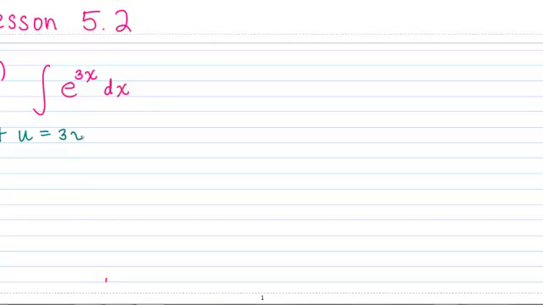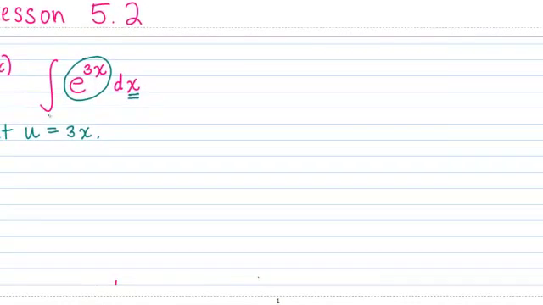For example, if you look at the integral of e to the power of 3x dx, you can notice that if I let a variable u represent 3x, then this portion of the integral could be written as e to the u, which would be easier to integrate. But the idea is we would have to have an integral that was with respect to u.